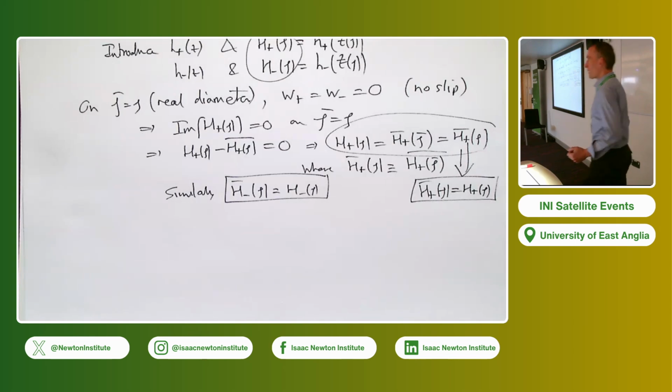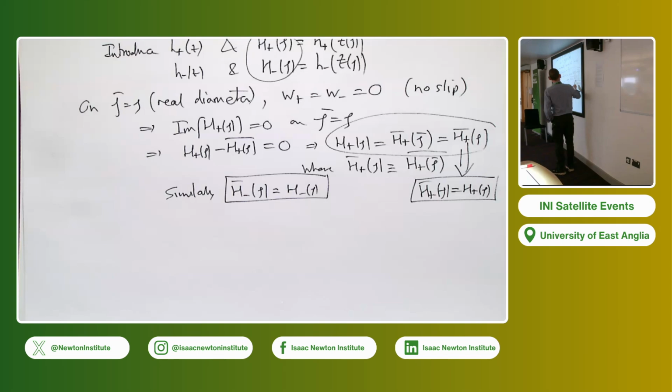Is the second one an identity for an analytic function? No. This one? No, the one below. This one, yes. In other words, if you give me an analytic function H plus, I define its conjugate H plus bar by taking H plus, evaluating at the point zeta bar, and conjugating the whole result.